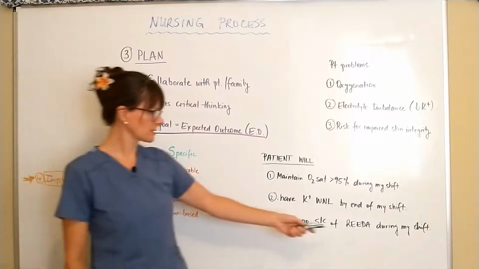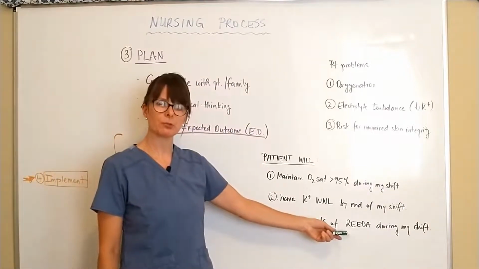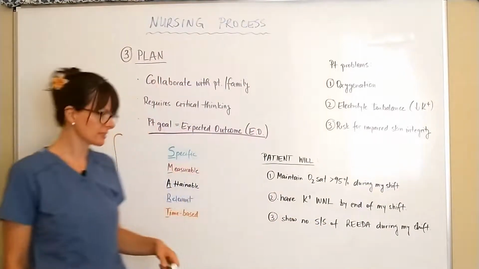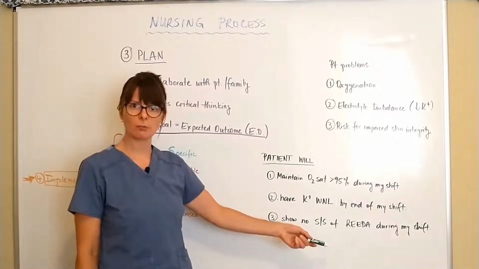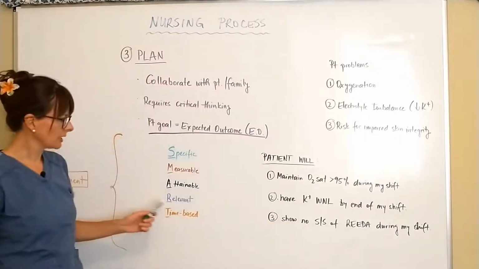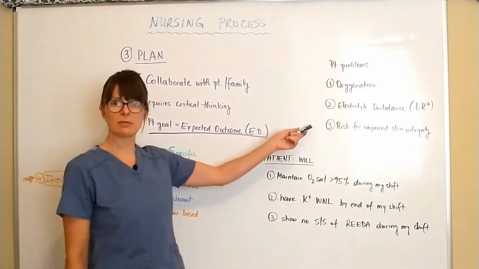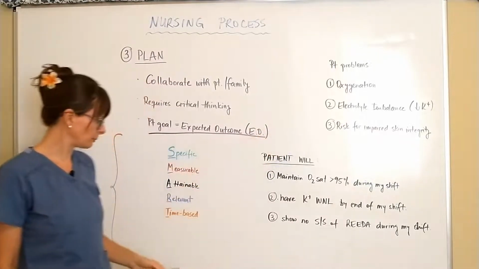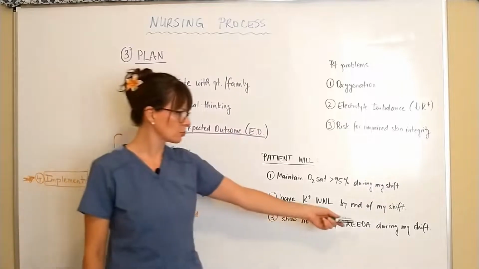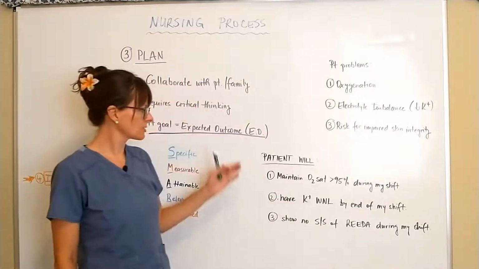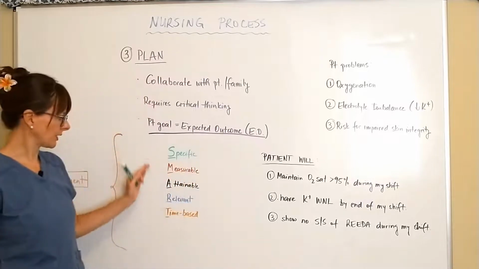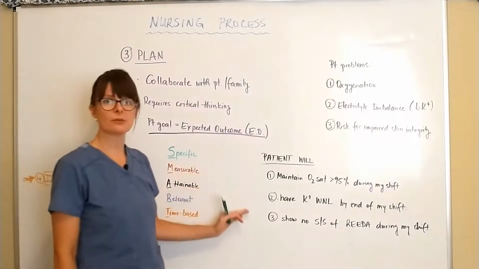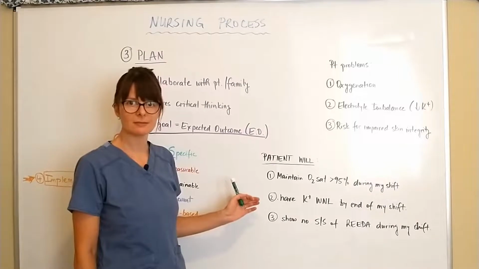It's measurable because I can go through my REEDA acronym to make sure that I can measure this data. It's attainable because I will go back frequently and check on my patient during my shift. It's relevant to the patient, again, because I had identified this as being a problem, and it's time-based during my shift. So the goal statement will always start with the patient will, follow the SMART criteria, and actually be very simple. So don't overthink this.